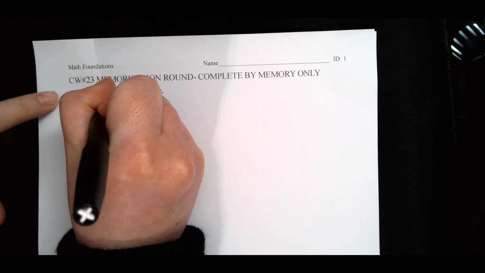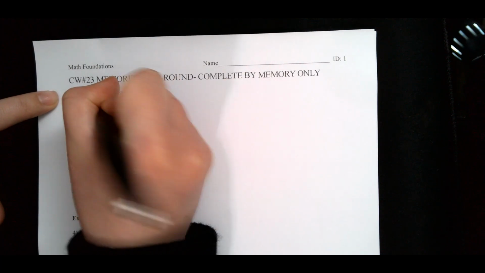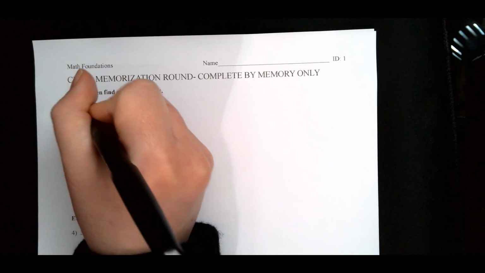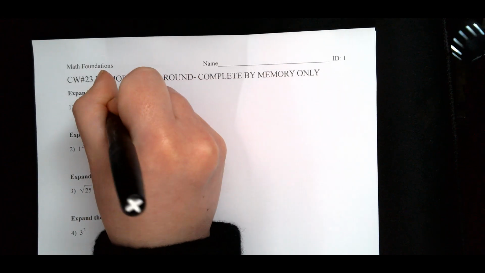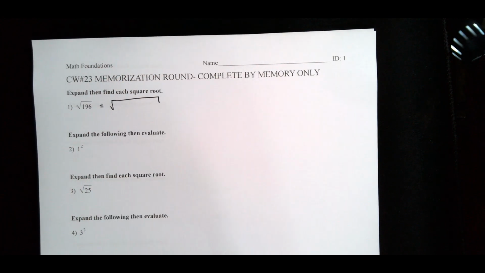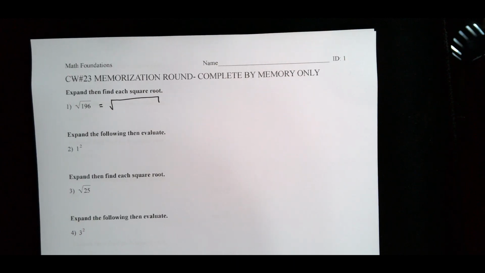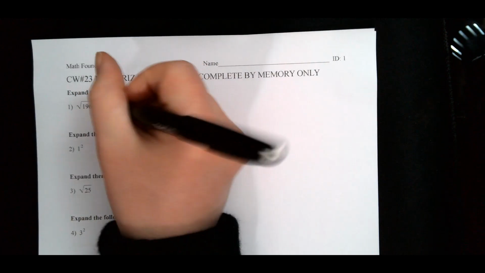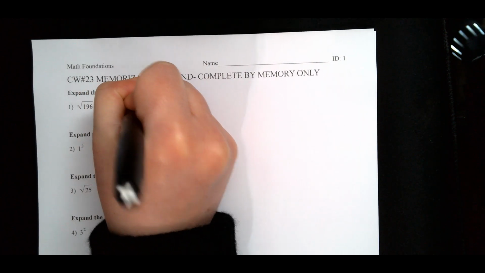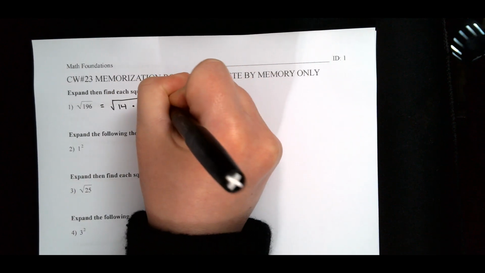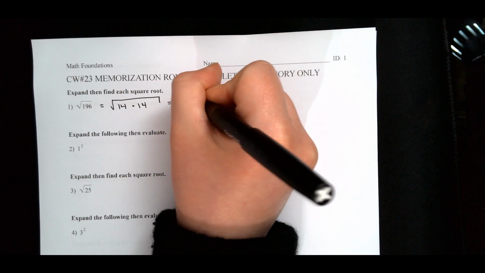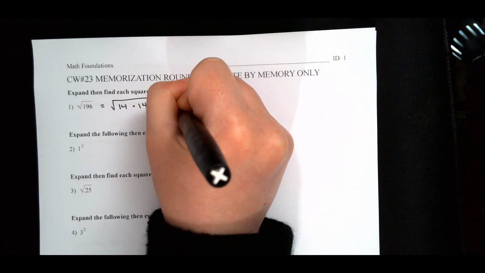Okay, I'll do the first 2 for you. So we have the square root of 196. You're going to see a house, you're going to draw the house. Then you're going to ask yourself, what number times what number is 196? This is something you need to have memorized. 14 times 14, which means the square root of 196 is 14.